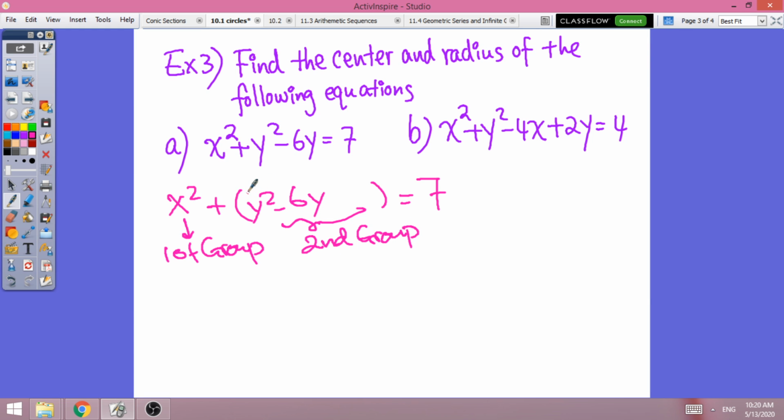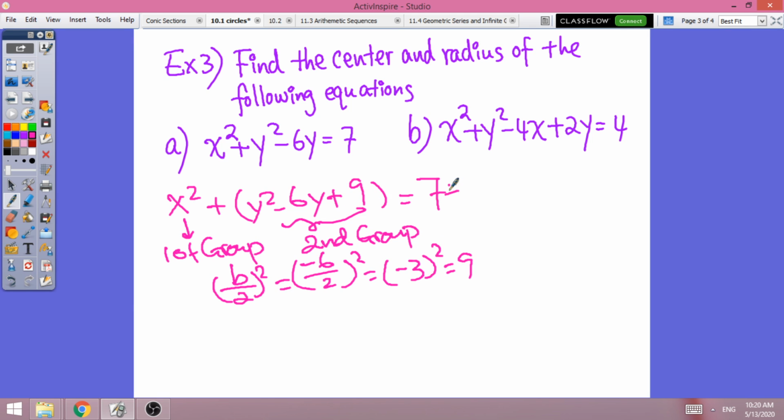Anytime that you complete the square, make sure that the coefficient of the quadratic term, y squared, is always 1. If the coefficient is something other than 1, then you have to do something first, okay? For this one, the way to complete the square is b over 2 quantity squared, so the value of b, which is negative 6, divided by 2. So we have negative 3 quantity squared, which is 9, so we add 9 here. And then on the right-hand side, we also need to add 9. And then this one, just bring it down: x squared plus y minus 3 quantity squared.